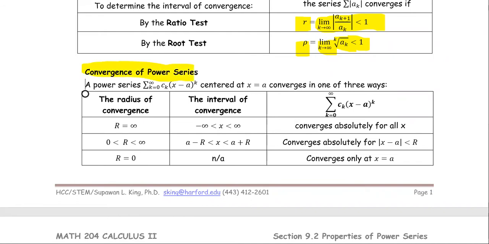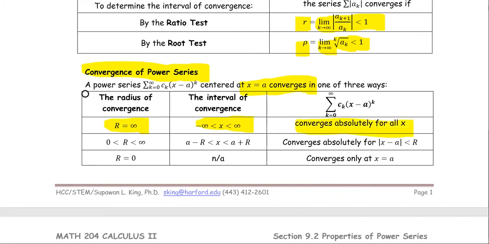Convergence of power series. A power series, the summation of c_k times x minus a to the power k from 0 to infinity, centered at x equals a, converges in one of these three ways. Case 1: the radius of convergence r equals infinity. The interval of convergence will be the set of all real numbers, and the series will converge absolutely for all x. Case 2: for r a positive real number, the interval of convergence will be x between a minus r and a plus r, where a is the center of convergence. This series converges absolutely for the absolute value of x minus a less than the radius of convergence r. Case 3: the radius of convergence equals 0. In this case, there is no interval of convergence, and the series converges only at the center x equals a.